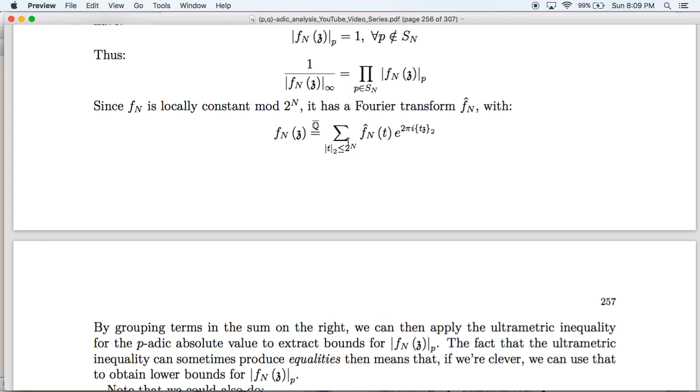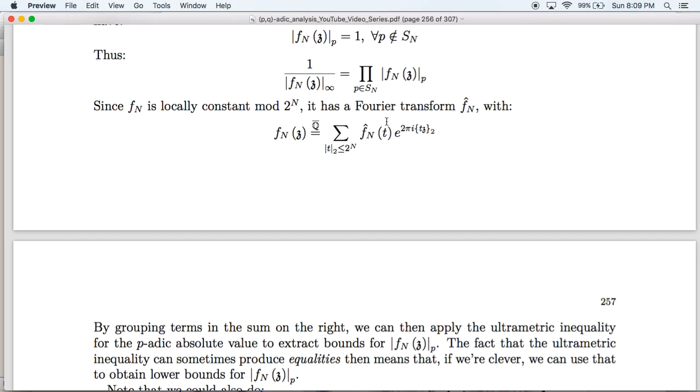Remember, the p-adic ultrametric inequality says that the p-adic absolute value of a sum of terms will be equal to the p-adic absolute value of the largest of the terms, assuming one of the terms has a larger p-adic absolute value than any of the other terms. So what this tells us is, if we want to study this thing, we can use the Fourier coefficients, the Fourier transform, by trying to group the terms of this sum in a particular way.